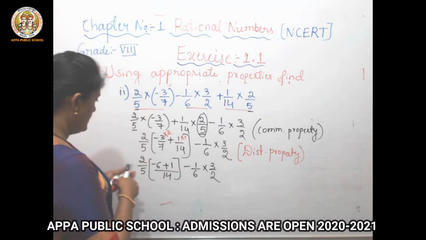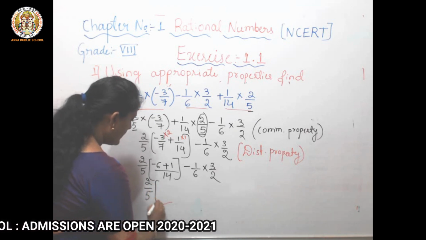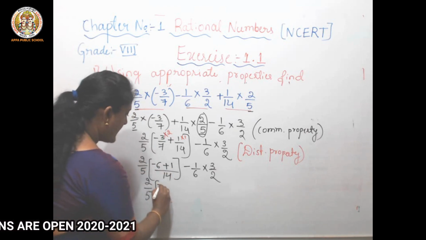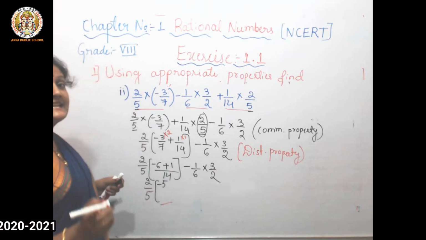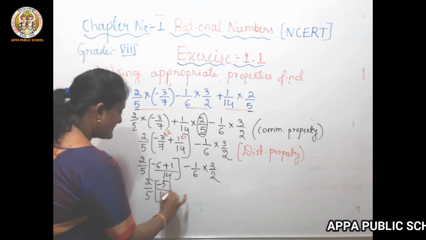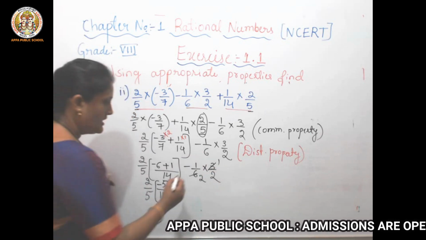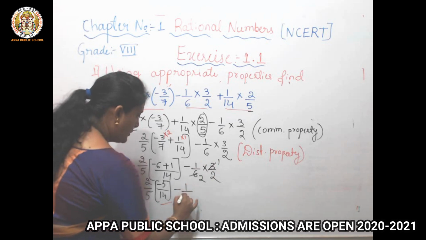Now see, 2 by 5 into minus 6 plus 1 is minus 5, because 6 is greater than 1 and 6 has the negative sign. Divided by 14 as it is. Minus 3 1s are 3, 2 2s are 6. So 1 1s are 1, 2 2s are 4.